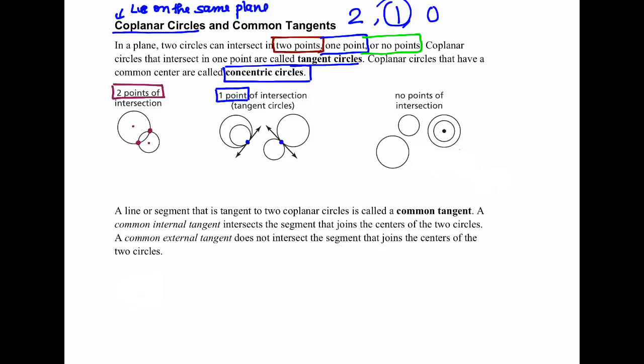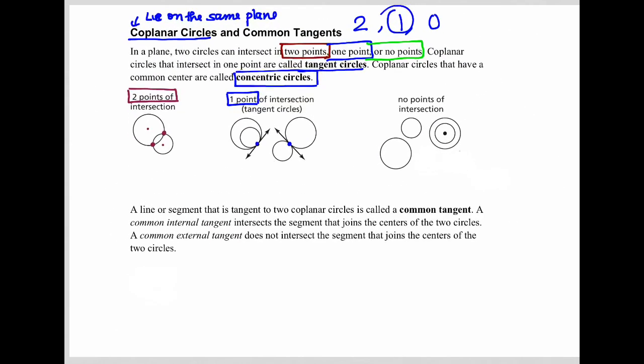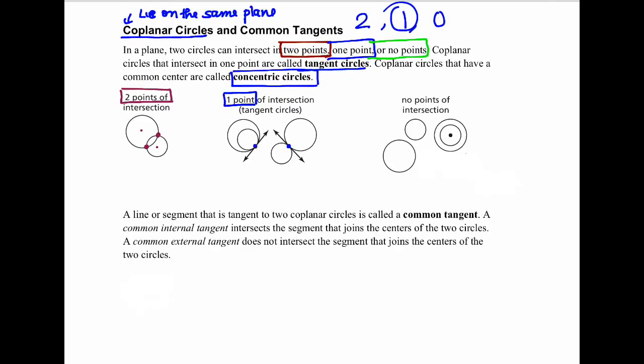When they meet at just 1 point, in that case you will have tangent circles. So these circles here, this one and this one, are called tangent circles because they're just meeting at 1 point. And here same, this one and this one. You will see a tangent there. Let me write that down. You would see tangents.